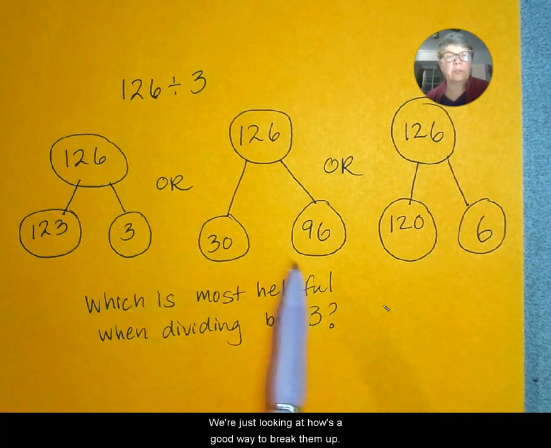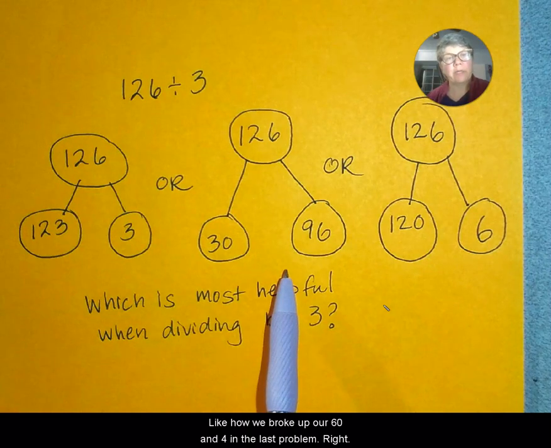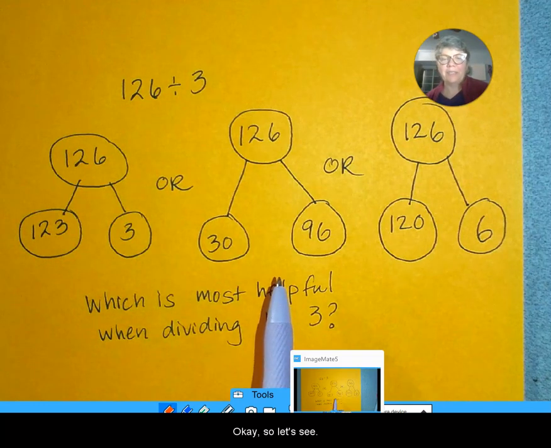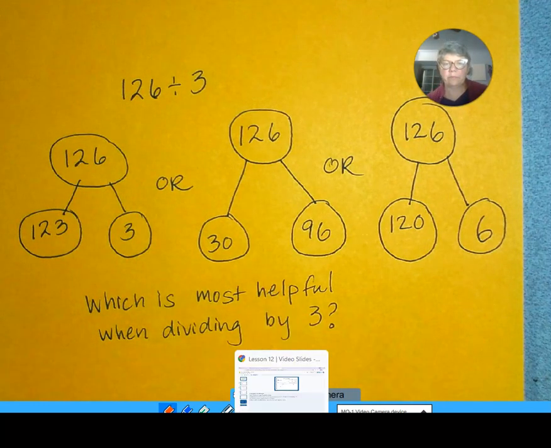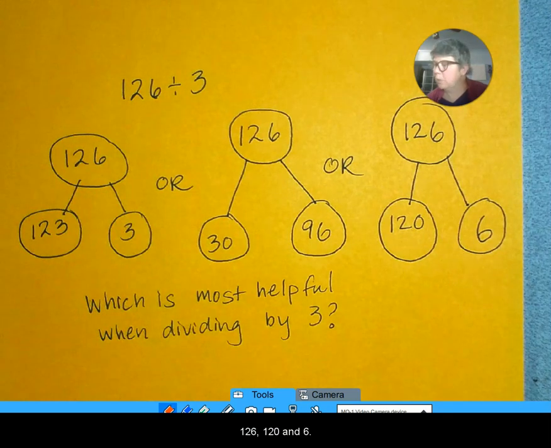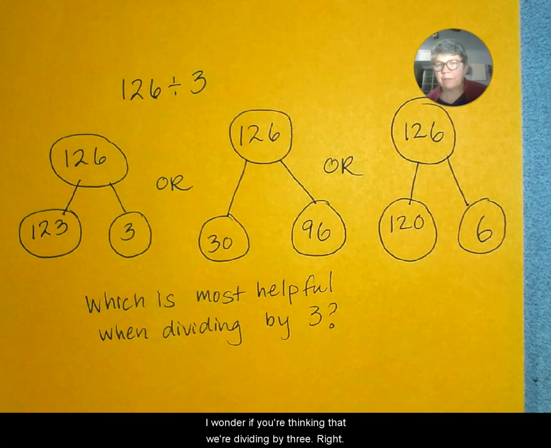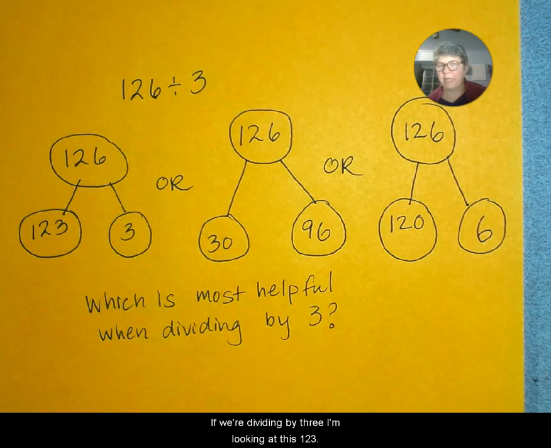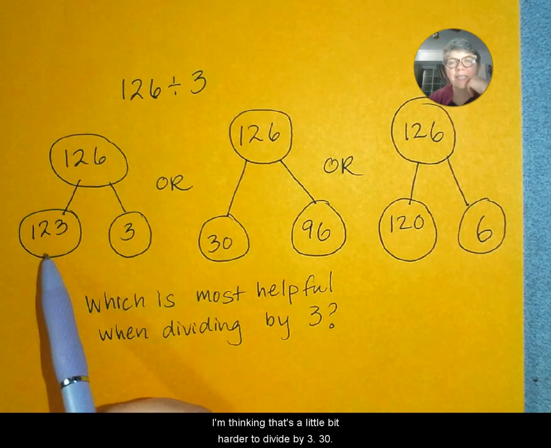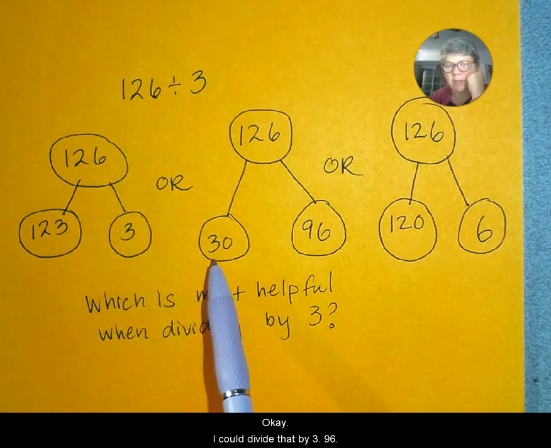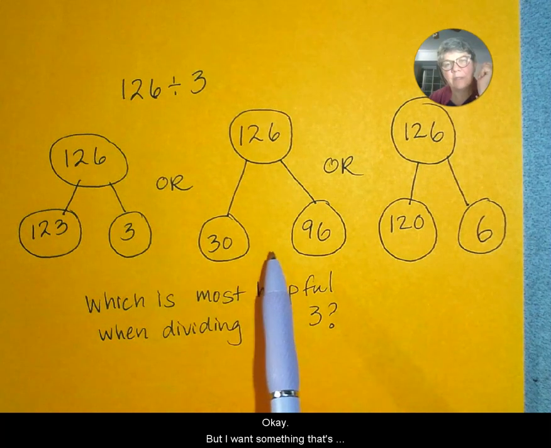We're just looking at how's a good way to break them up, like how we broke up our 60 and 4 in the last problem, right? Okay, so let's see. 126, 120, and 6. What do you think? I wonder if you're thinking that we're dividing by 3, right? I'm looking at this 123. I'm thinking that's a little bit harder to divide by 3. 30, okay, I could divide that by 3. 96, okay, but I want something that's going to be easy.